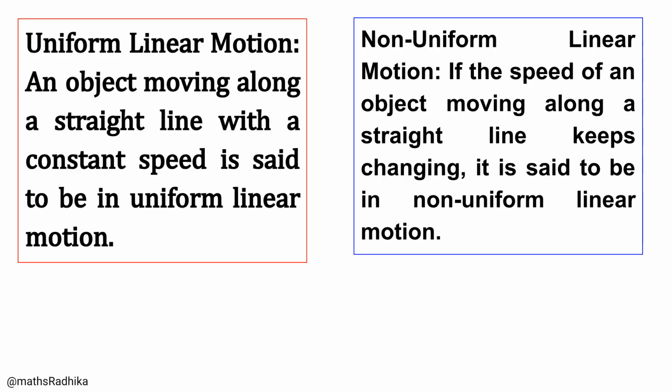Uniform linear motion. An object moving along a straight line with a constant speed is said to be in uniform linear motion. In this type of motion, the object covers equal distances in equal intervals of time. The acceleration is always zero. This motion always involves acceleration or deceleration.